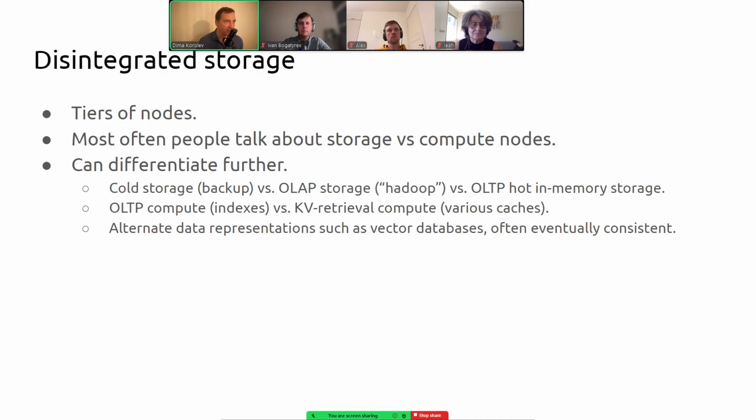Like storage node guarantees the data is not lost. Compute node is what stores the indexes so that the queries are fast. And like, if you understand this, you're 90% there to understand the disintegrated storage. But of course, in practice, you can differentiate far further. You can have all of storage nodes with dedicated indexes, like search index or vector database, lookup index, which is also part of your database, but it's a different type of node.